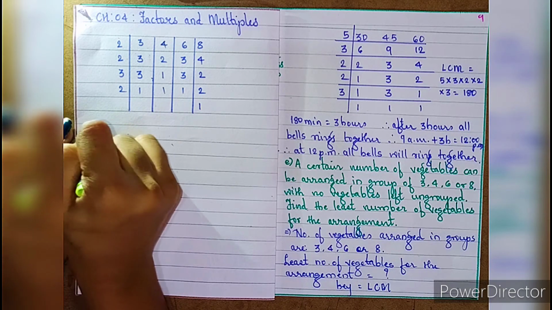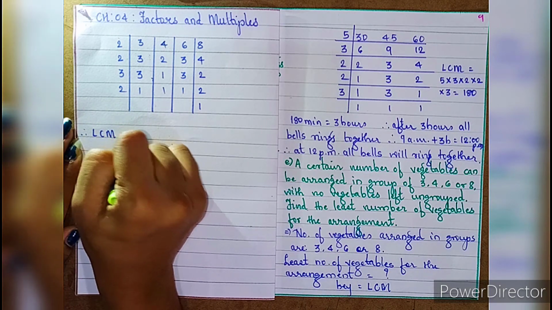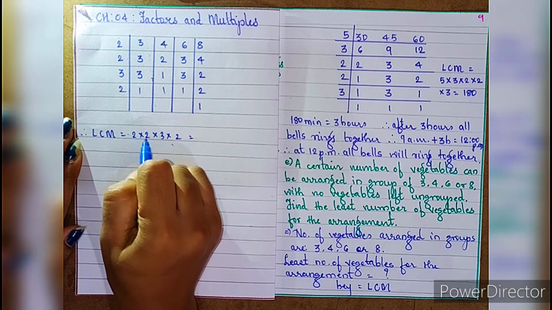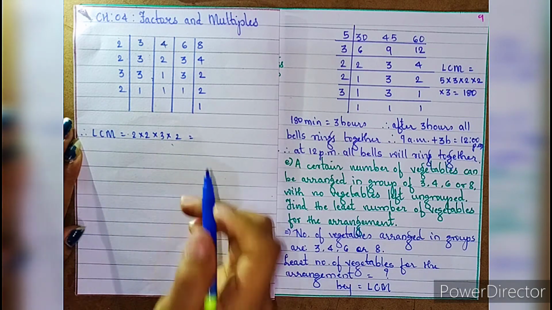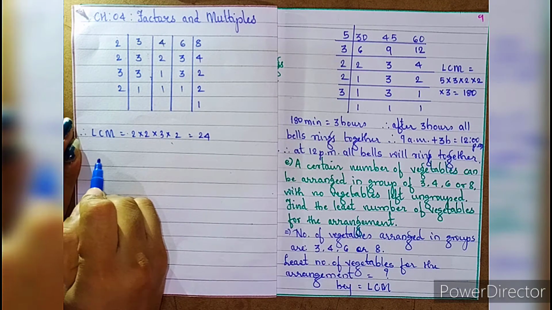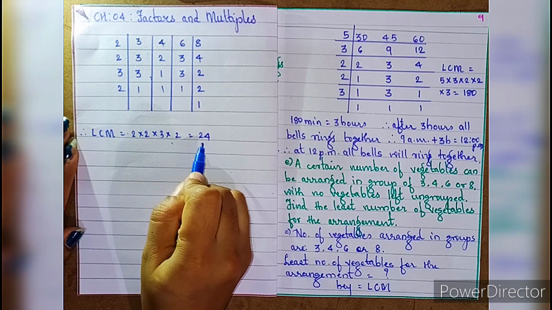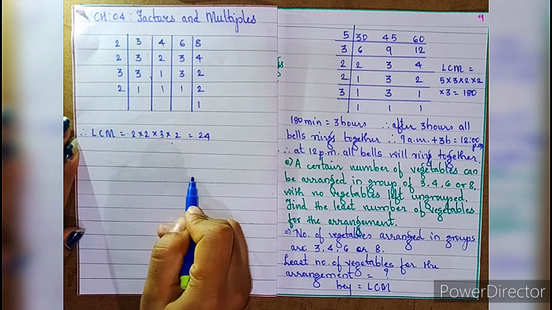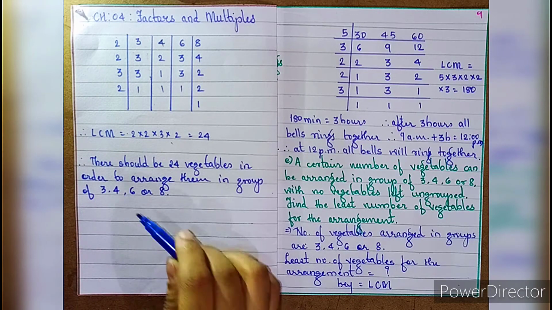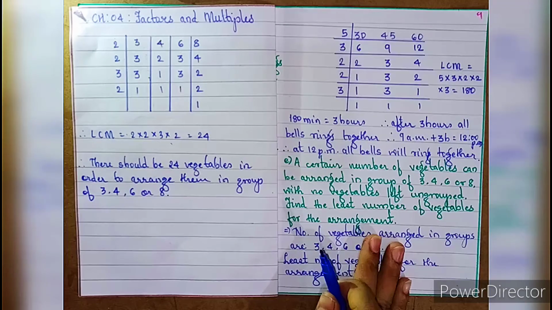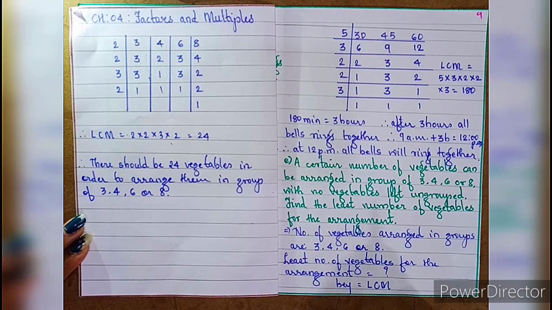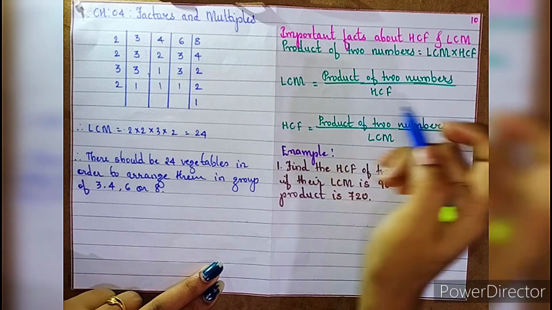Therefore, LCM equals 2 into 2 into 3 into 2, that equals 2 2s are 4, 4 3s are 12, 12 2s are 24. Therefore, there should be at least 24 vegetables for the arrangement in groups of 3, 4, 6 or 8. And this is our solution. Now we have the last part of the chapter.